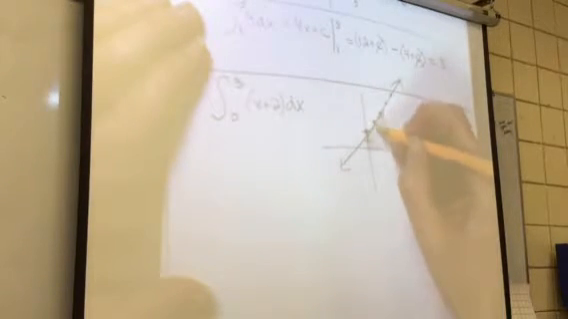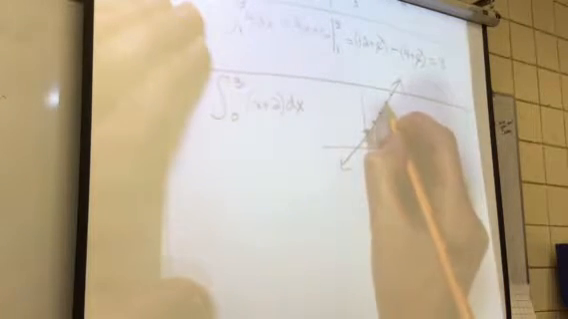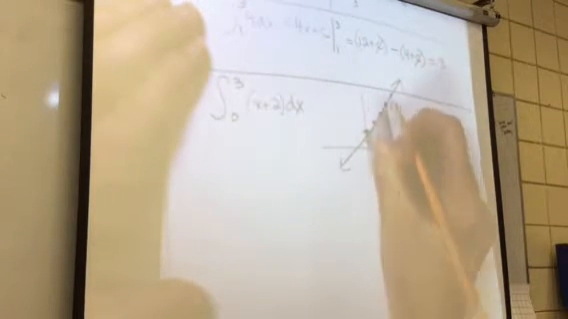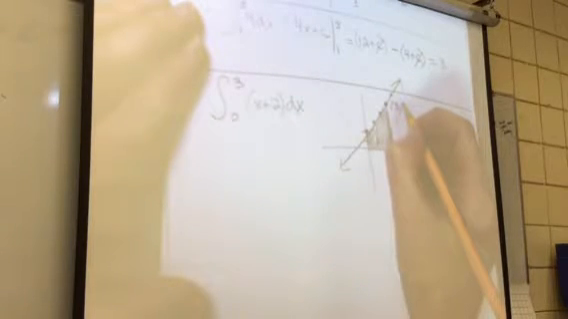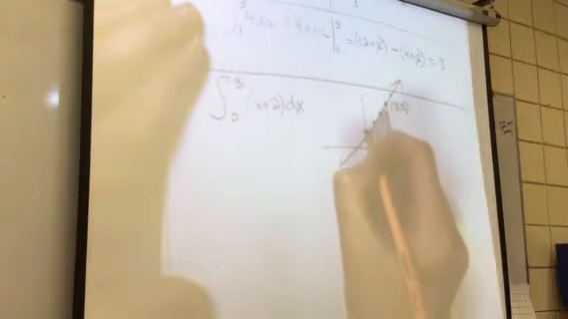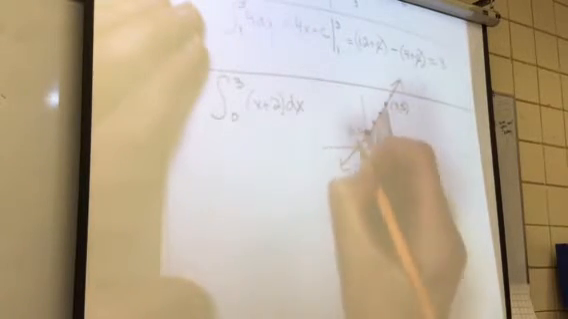And then I'm actually asking you to calculate the area from an x value of 0 to the x value of 3. Nice. Okay, what is this ordered pair right here? It's a 3, 5, yeah. Good. And this ordered pair right here is 0, 2.